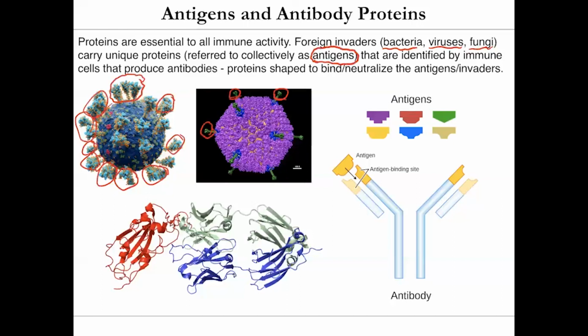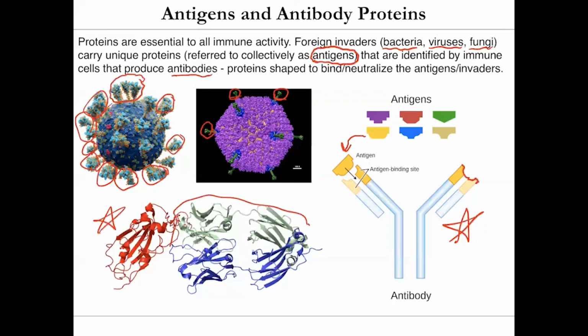When your immune system recognizes these specific antigens, it will produce antibodies, which are also proteins. Here's an antibody shown right here. It will have an exact specific shape on this part of the protein that will coordinate specifically with the antigen that it's supposed to bind and neutralize, so that your body can get rid of that foreign invader. So here is another depiction.